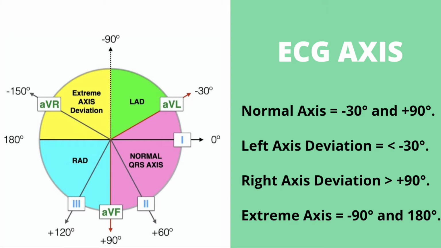Abnormal axis deviation, indicating underlying pathology, is demonstrated by left axis deviation, which equals QRS axis less than -30 degrees. Right axis deviation equals QRS axis greater than +90 degrees. Extreme axis deviation is when cardiac axis is between -90 degrees and 180 degrees.